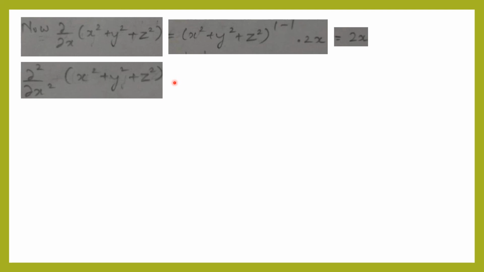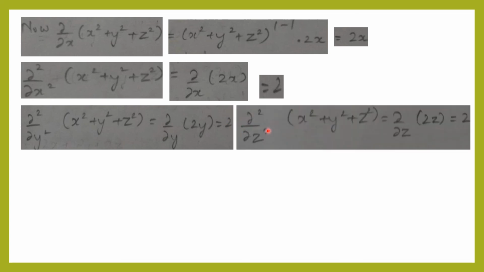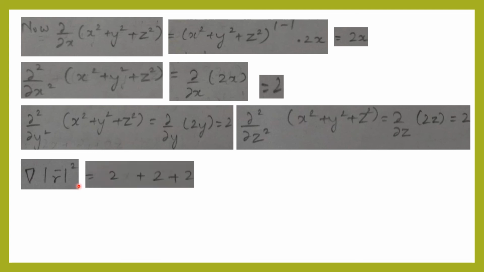Again, one more time we have to differentiate with respect to x. So we differentiate this 2x with respect to x, and you get the answer as 2. Same thing we have to do with respect to y. We differentiate with respect to y twice, so that answer also is 2. Same way we differentiate with respect to z twice. The answer is 2.